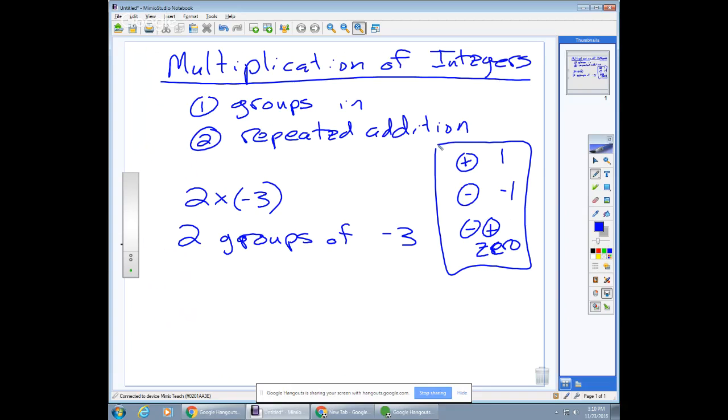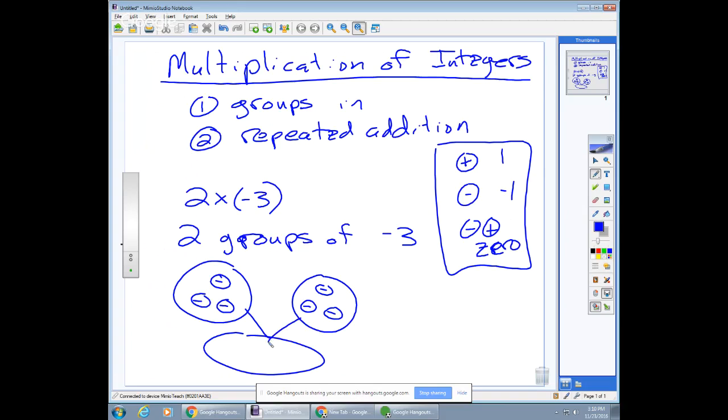So integers are a little more complicated than whole numbers, so we usually need a key to go with it. Here would be one group of negative 3, and I'm going to combine that with another group of negative 3. Put it together, and we get negative 6. So that works out pretty good.